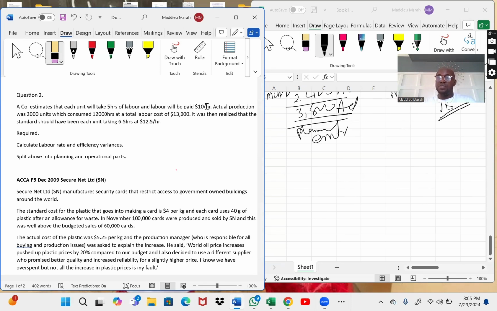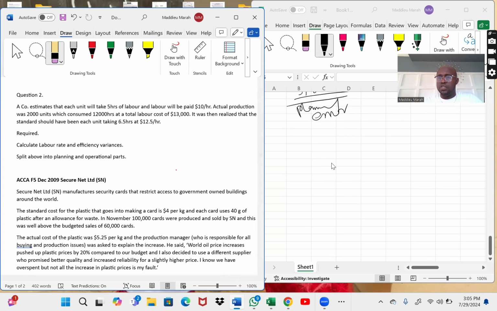That's the actual information. Now, what happened? They revised. It was then realized that the standard should have been each unit taking 6.5 hours at $12.50. That's the revised standard. Sound good? So let's see how we can deal with this question.